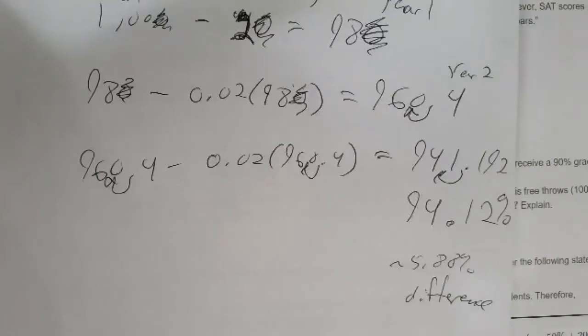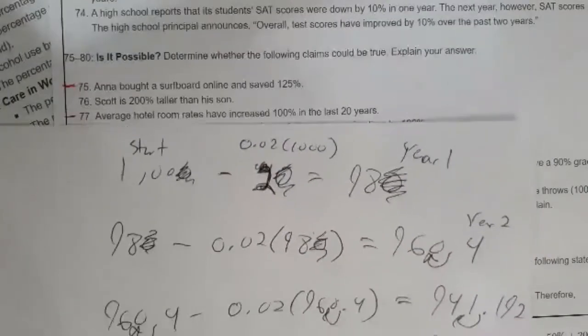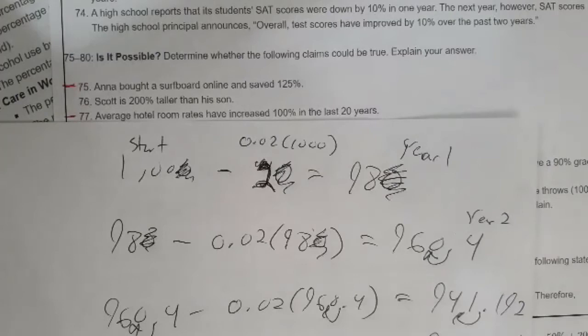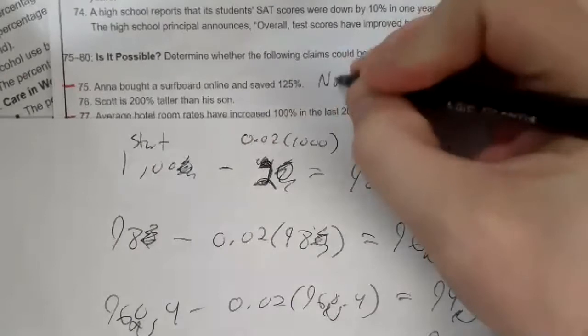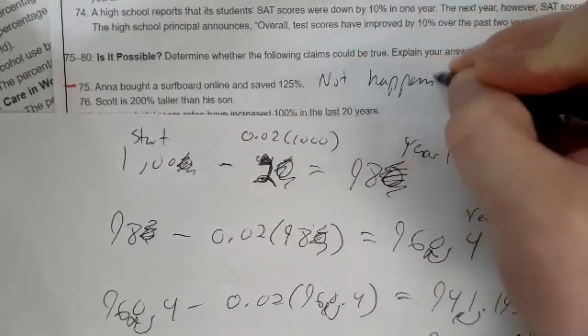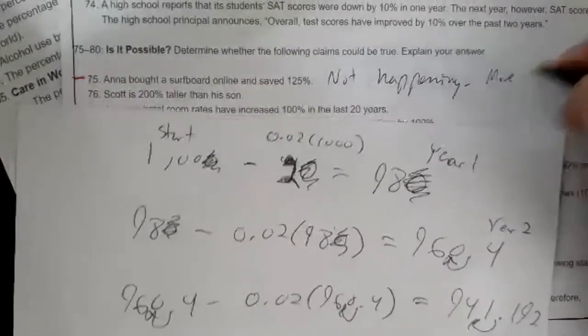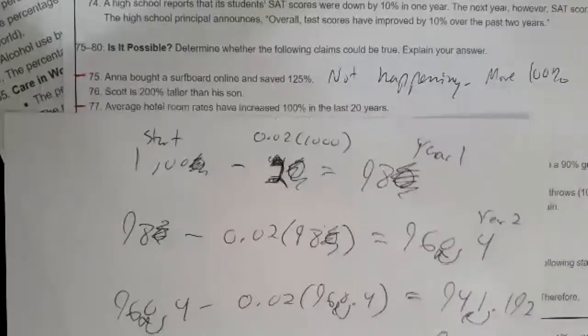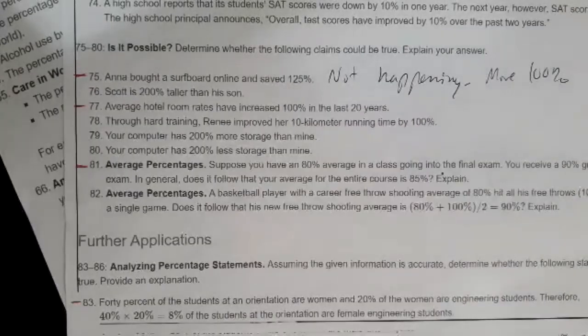Okay, so 80 or around. Right, 80, 75. Determine whether the following claims could be true. Explain your answer. So Anna bought a surfboard online and saved 125%. That sounds like a good deal. I'll take it. It sounds like they gave her money, so this is not happening. You can't have a savings of more than 100%.